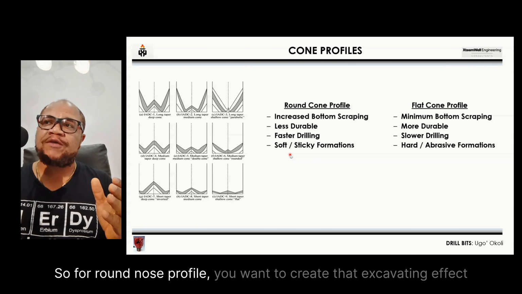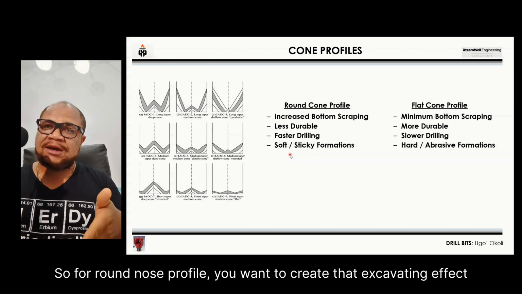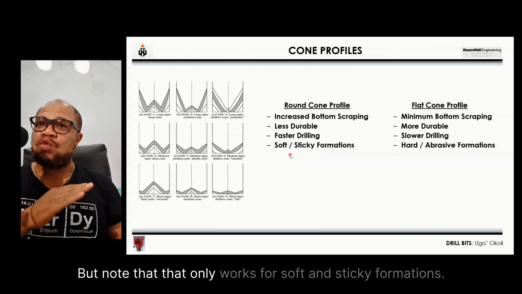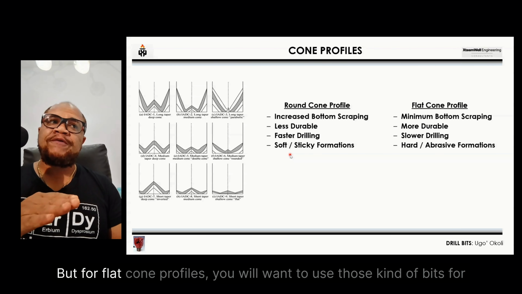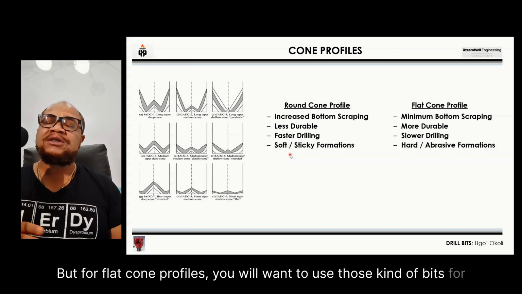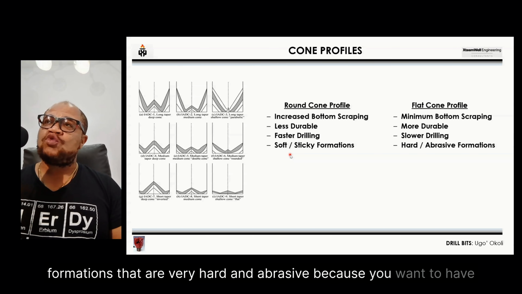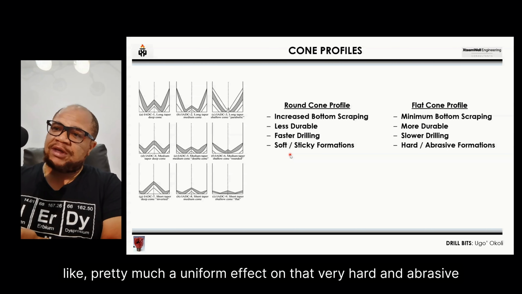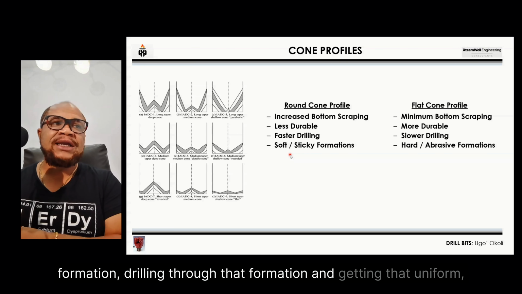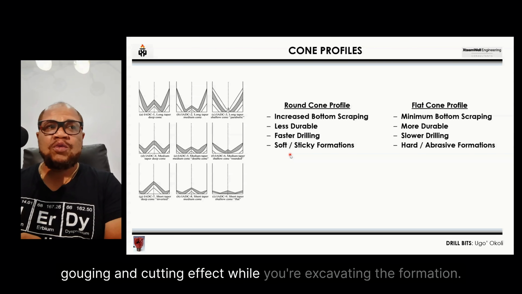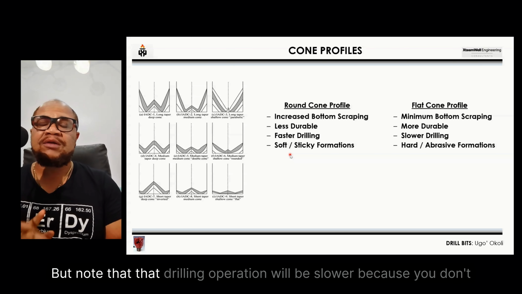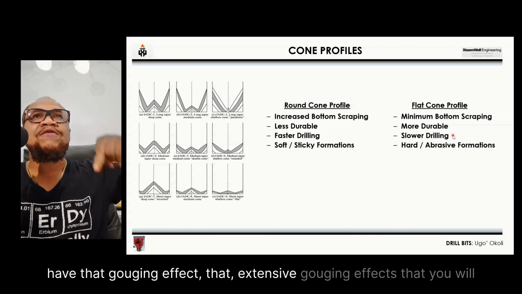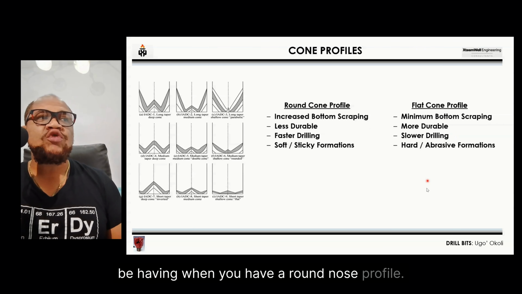So for round nose profile, you want to create that excavating effect because of how pointed they are, and with that, it helps to drill faster. But note that that only works for soft and sticky formations. For flat cone profiles, you will want to use those kinds of bits for formations that are very hard and abrasive, because you want to have pretty much a uniform effect on that very hard and abrasive formation, drilling through that formation and getting that uniform gouging and cutting effect while you're excavating the formation. But note that that drilling operation will be slower because you don't have that extensive gouging effect that you will be having when you have a round nose profile.